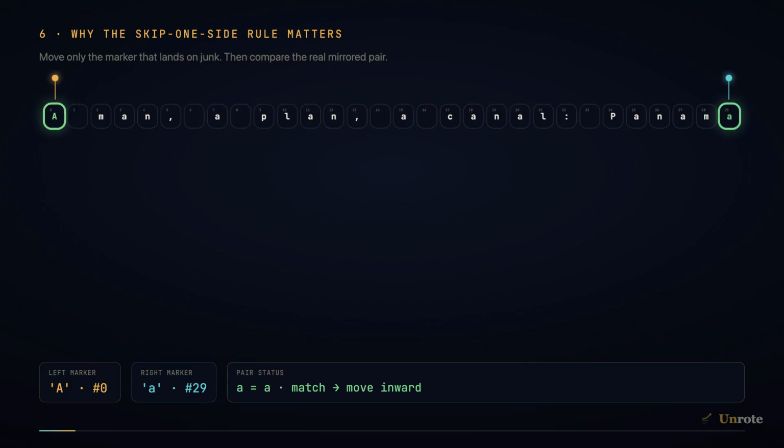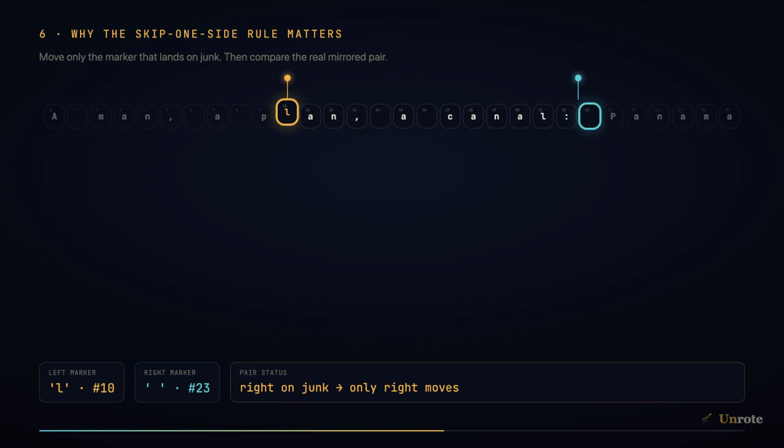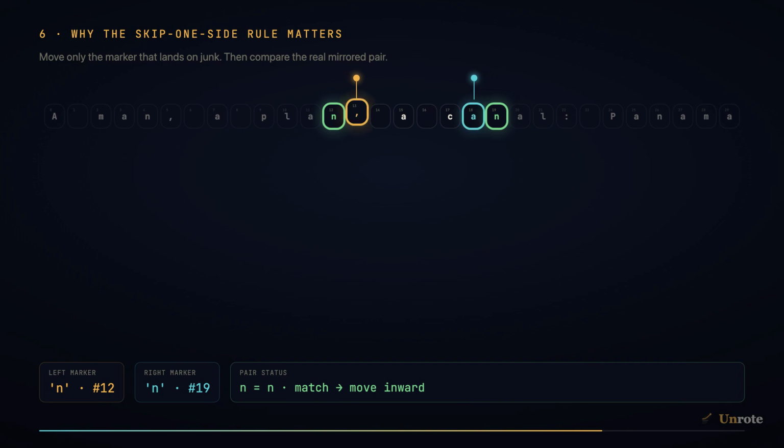That skip one side rule is a tiny detail, but it matters. If you moved both markers by habit, you would skip real letters and compare the wrong pair. Keep watching the green flashes. M matches M, A matches A, N matches N, all the way inward. In the center, the markers finally meet and cross, and that means true. There is nothing left that could break the palindrome.